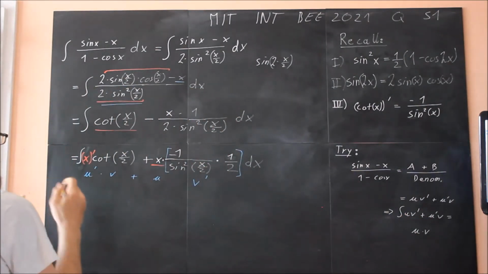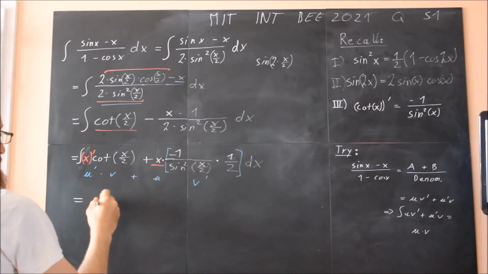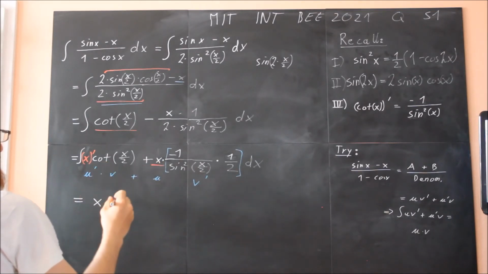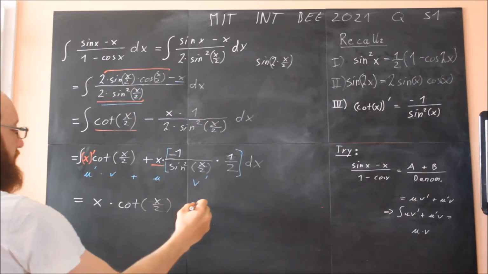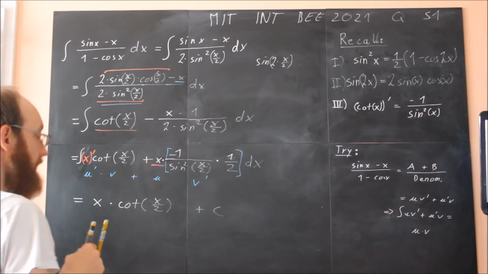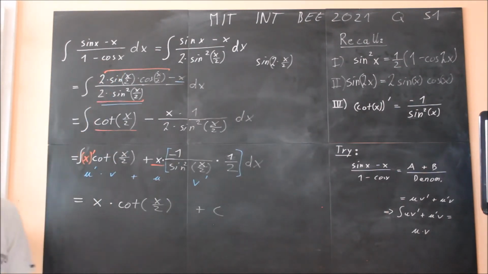And therefore we get an integral of u prime v plus u v prime, which is u times v. So we get the final result: u is x, v is cotangent x over 2, and then plus C if you like. Alright, that was this very interesting integral.